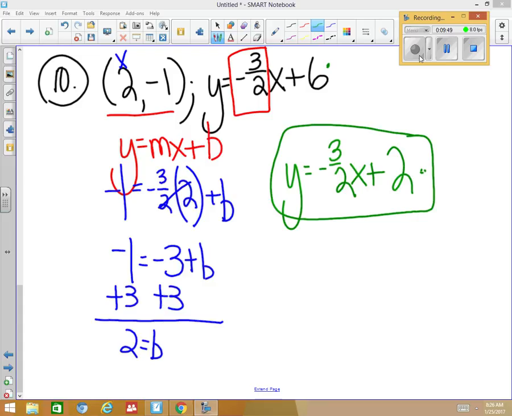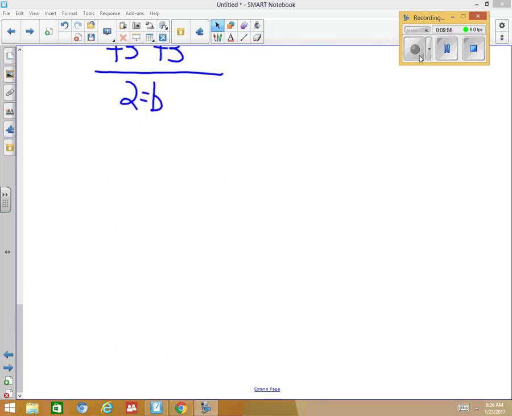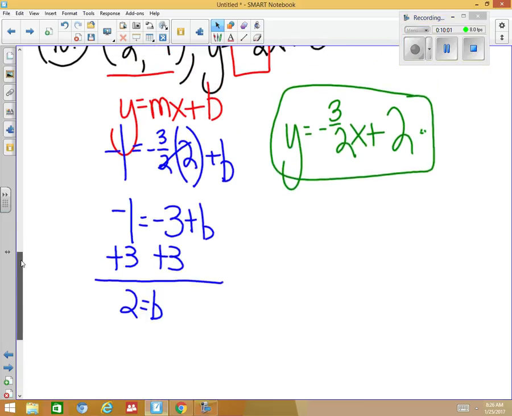We're going to do one more parallel, and then we'll do perpendicular. Okay? I'm going to go ahead and tell you that I see this on the EOC. Yes, I have seen this on the EOC.